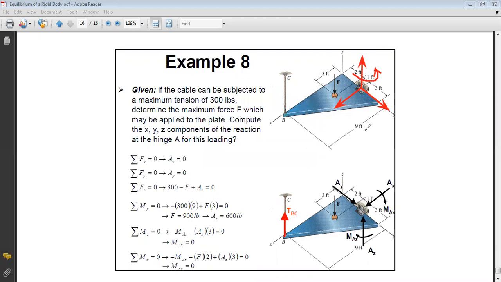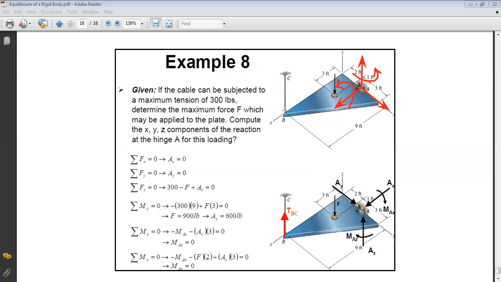Okay, so we have a moment about Z and a moment about X. So we have 5 reactions at my hinge. As you can see in this figure, I have AX, AY, AZ, and MAX, MAZ. Now, the second step is to write the equilibrium equations. And of course you have the tension in the cable.